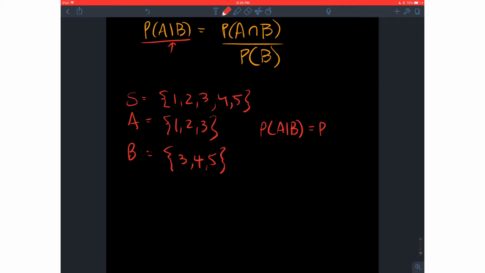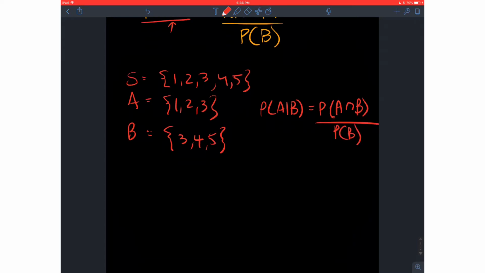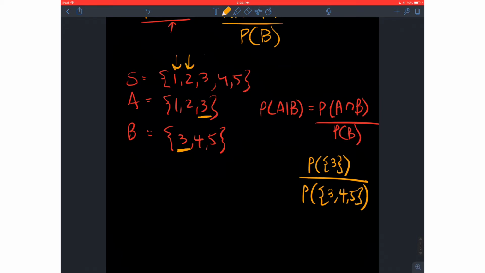So the probability of A given B is the probability of A intersect B, or A and B sometimes we say, divided by the probability of B. So what's A and B? A and B is those elements which are common amongst the two sets. So in this case, only 3. So we'd have the probability of 3 divided by the probability of B, 3, 4, 5. And so if every single one of these was equiprobable, then you'd have this being equal to a third.